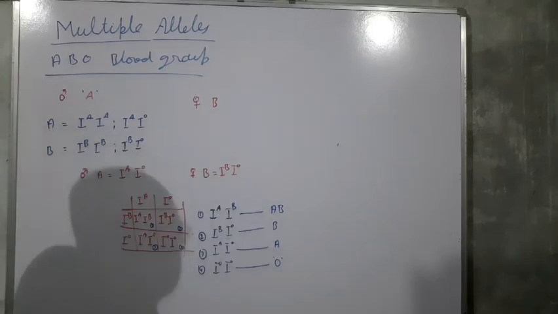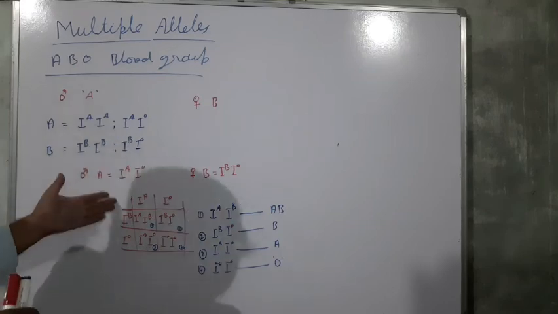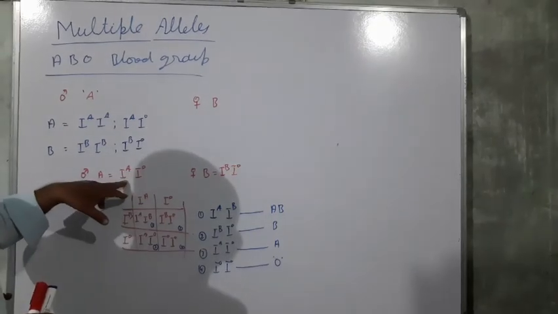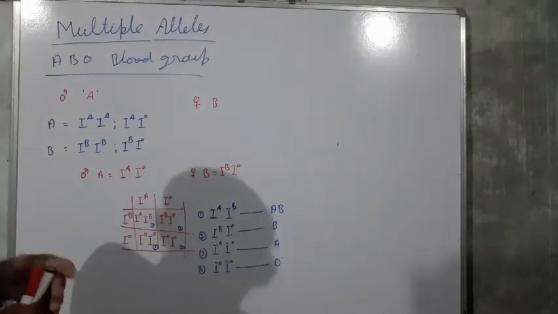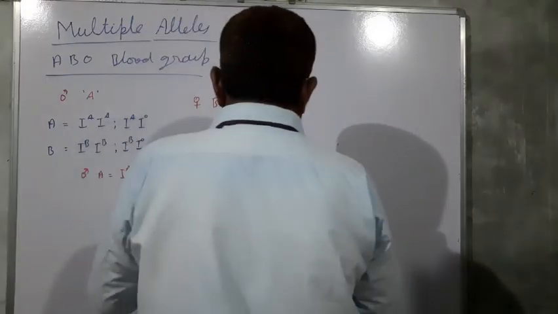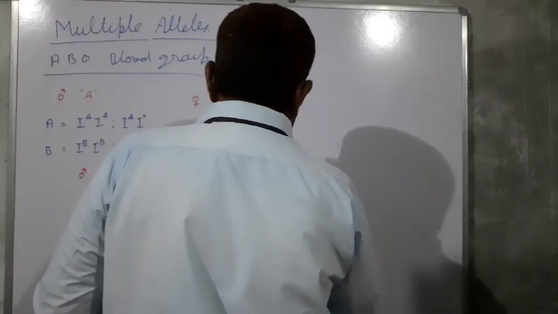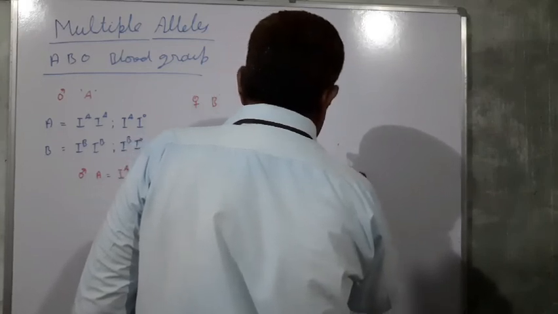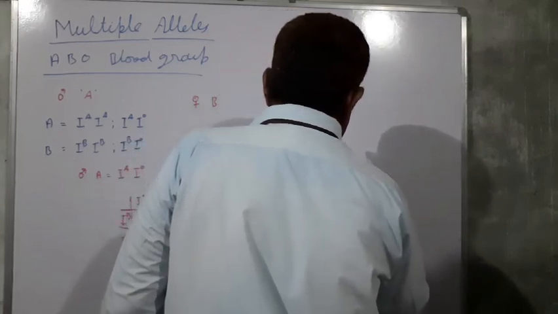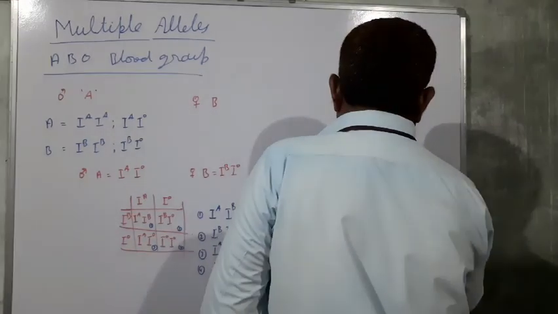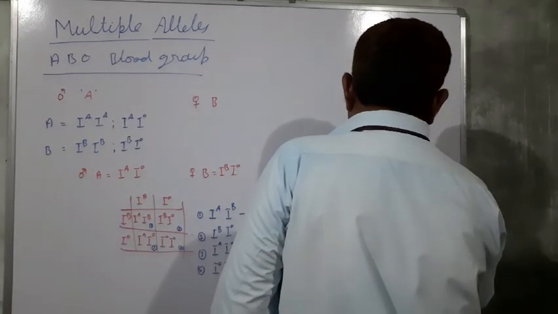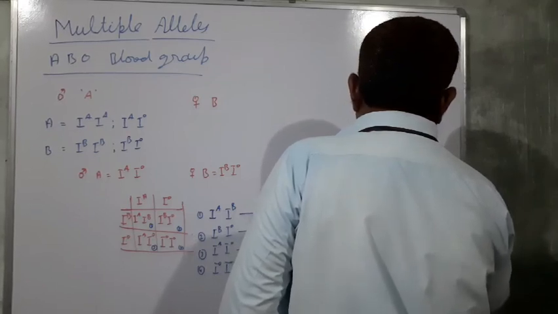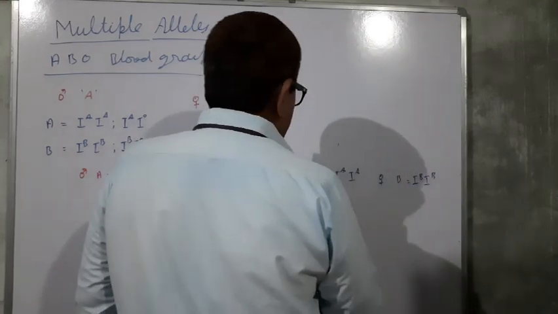So in this way you can practice by taking some other examples. You can change the genotype. As an example, if the father's genotype is IA and IA, and the mother has genotype B, that is IB and IB, in this situation, what will happen?